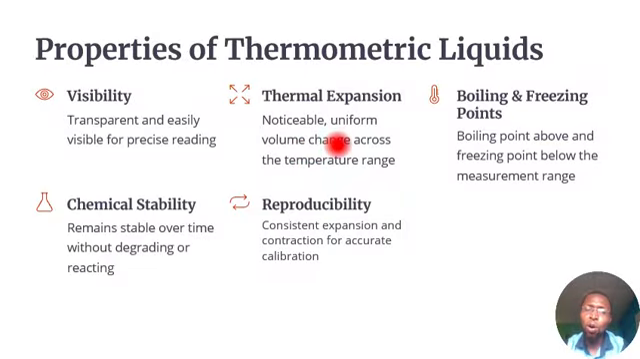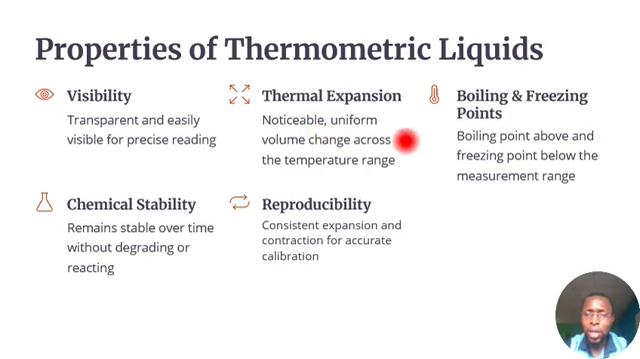Another property of a thermometric liquid is that it must have good thermal expansion. It must expand uniformly, not that it will expand from 0 to 10, and after a few hours it will be from 0 to 20. The expansion must be uniform. If it is 0 to 10, then it should be 10 to 20, then 20 to 30. So that is the thermal expansion. The expansion must be uniform.